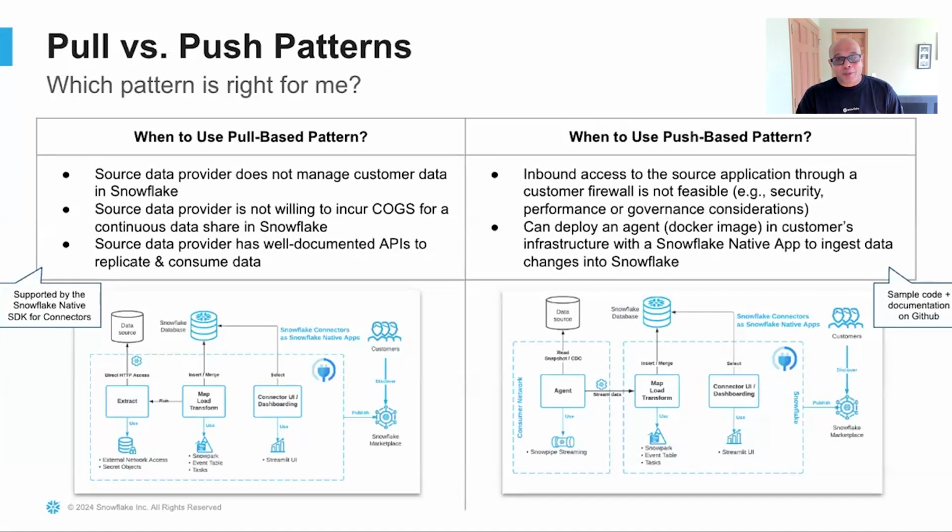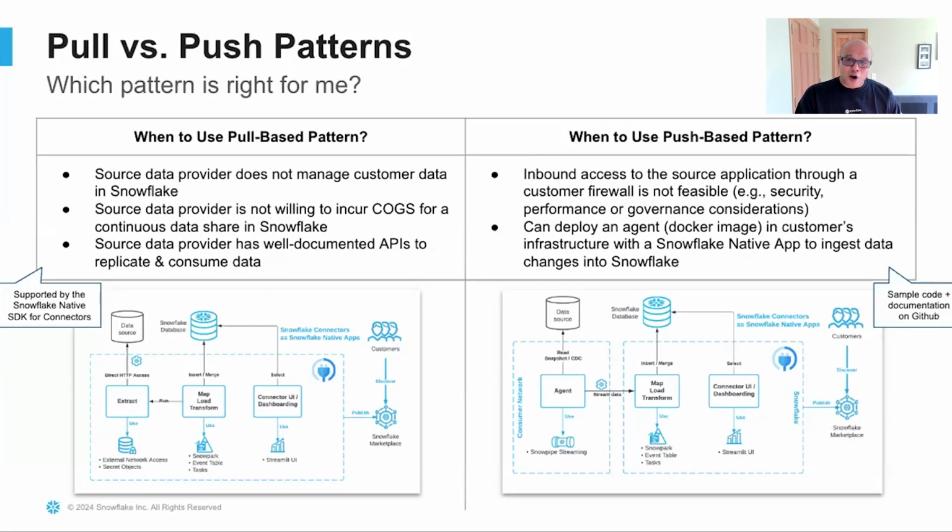In the pull-based pattern, the native app, the connector sitting in Snowflake, connects to the external data source via APIs and external access in Snowflake to go fetch that data as needed, perhaps on a schedule. Now, the SDK supports the pull-based pattern out of the box. And then there's the push-based pattern. As the picture on the right shows, this pattern is useful when the external data source does not have an API, or perhaps the access to the data is not possible due to performance or security considerations, like firewall issues.